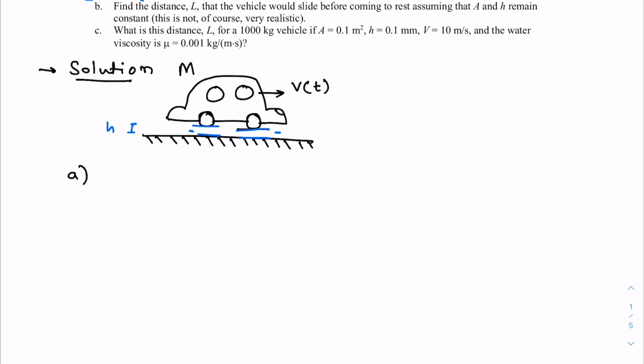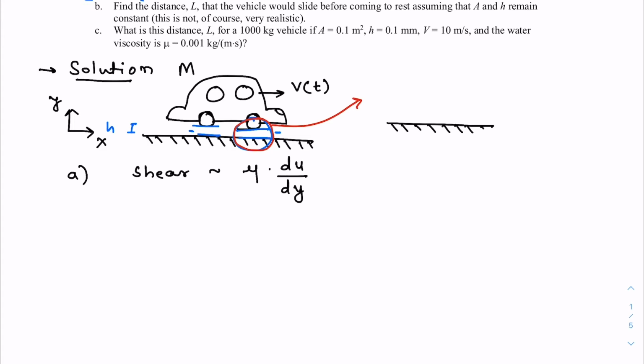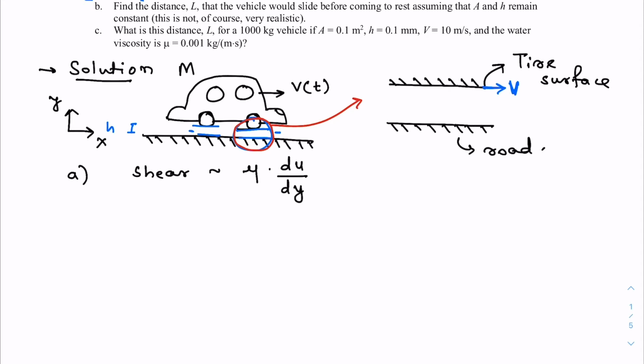From your classes on viscosity and shear stresses, you know that the shear stress depends on the viscosity and the velocity gradient du by dy. So let's introduce a coordinate system here. Let's say this is my x direction, the vertical direction is y, and if you zoom in on this thin film, what you will find is you have a road, and this is the upper plate, the tire surface, and this is the road. This tire surface is moving forward with the same velocity as that of the car, let's say v, and this road is stationary.